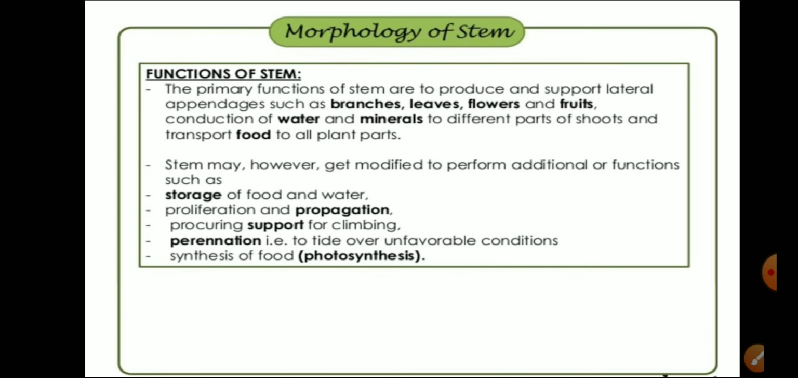What are the functions of stem? The stem plays a very important role, but the primary function of the stem is to provide support. That means it bears branches, leaves, flowers and fruits, so it acts as a support to all these other aerial parts. It is also involved in conduction of water and minerals to the different parts of the plant. It acts as a storage of food and water, in proliferation and propagation, in perennation, that is to tide over unfavorable conditions, and in the synthesis of food as well.